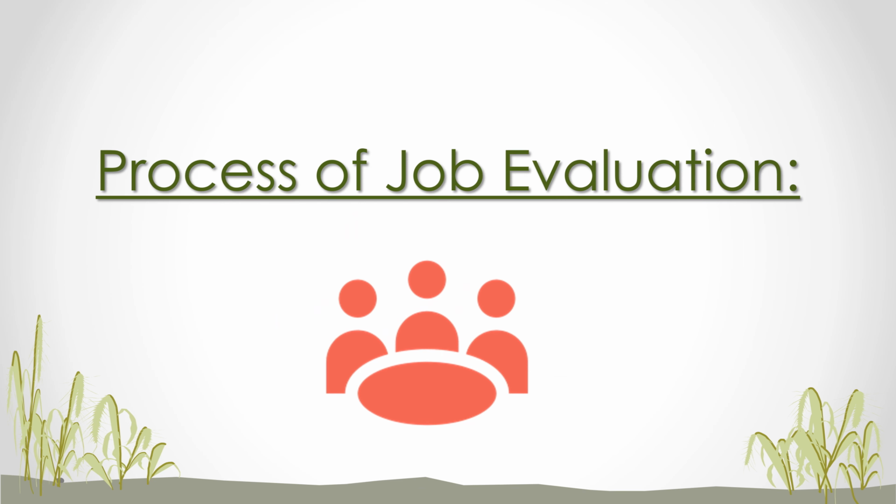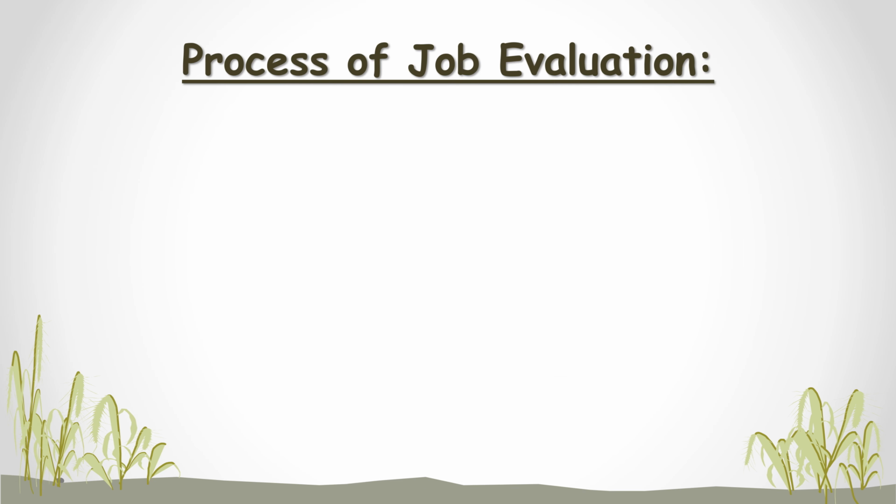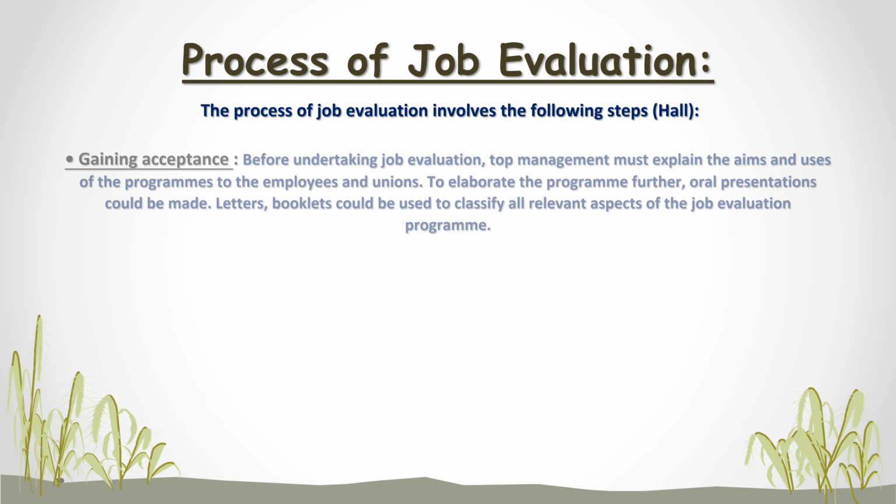Process of job evaluation. The process of job evaluation involves the following steps. One, gaining acceptance. Before undertaking job evaluation, top management must explain the aims and uses of the program to the employees and unions. To elaborate the program further, oral presentations could be made. Letters and booklets could be used to clarify all relevant aspects of the job evaluation program.